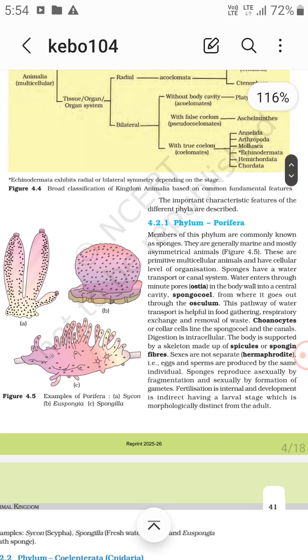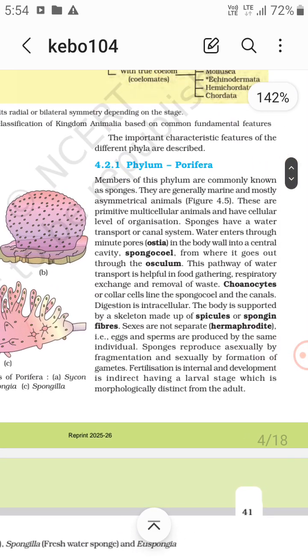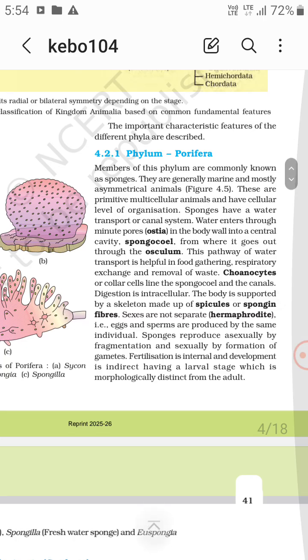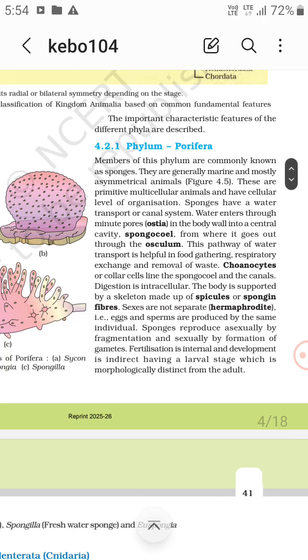So these are it. Now, phylum Porifera. These are generally marine and mostly asymmetrical animals. They are primitive multicellular animals and have a cellular level of organization. Protozoans are also primitive relatives of multicellular animals. Sponges have a water transport or canal system. They have the ostia, spongocoel and osculum. Choanocytes or collar cells line the spongocoel and the canals.